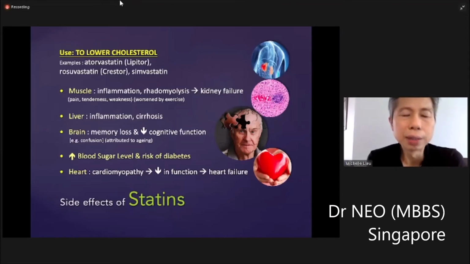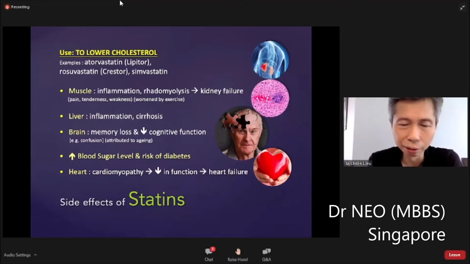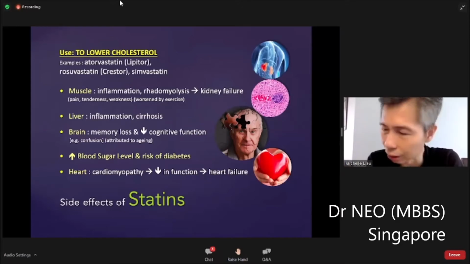Now, statins can also affect the heart. It can weaken your heart muscle, causing what we call cardiomyopathy. When you get cardiomyopathy, your heart function will weaken. It can cause heart failure. And I see this as ironical. In the first place, statins are supposed to reduce the risk of coronary heart disease, and yet it can cause cardiomyopathy, weakening your heart muscle. This is very, very ironical. So be very careful, people with heart conditions.